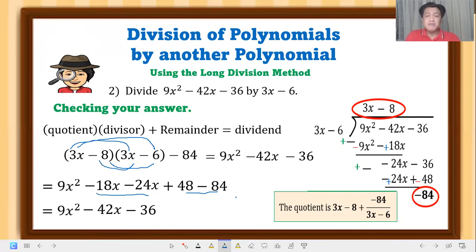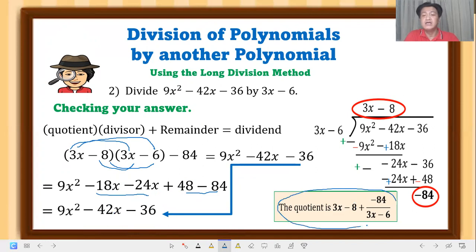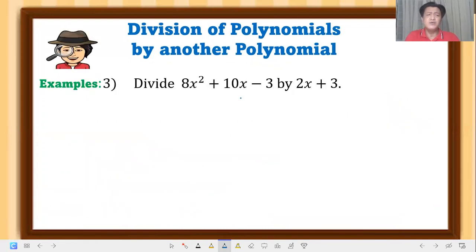Ang tanong, same lang ba yung nakuha natin sagot doon sa given na dividend? Yes, di ba? Ibig sabihin niyan, tama yung ating nakuhang sagot na quotient tsaka yung ating remainder. Kapag hindi, you have to go back to your solution. Okay, let's do number 3. Divide 8x squared plus 10x minus 3 by 2x plus 3.